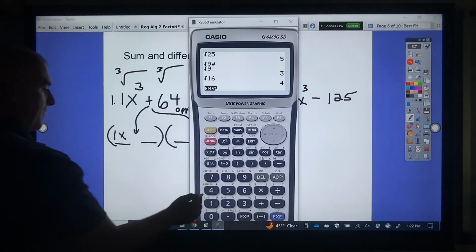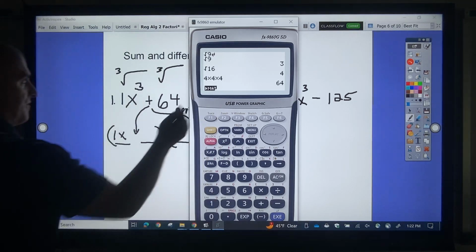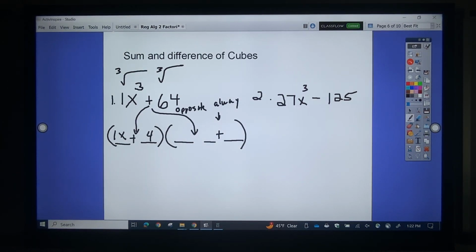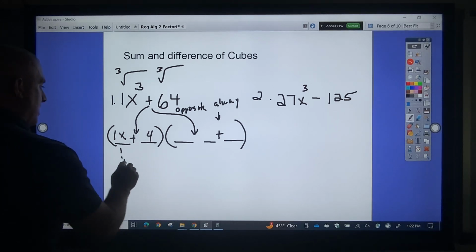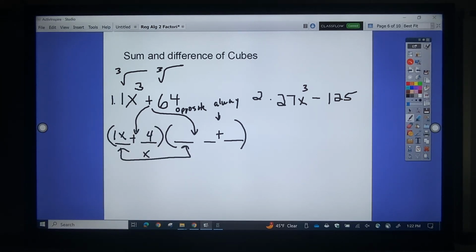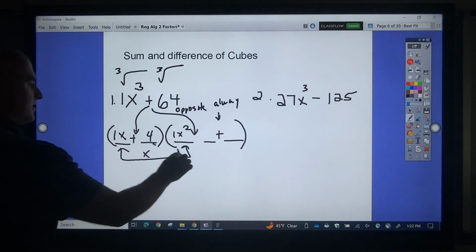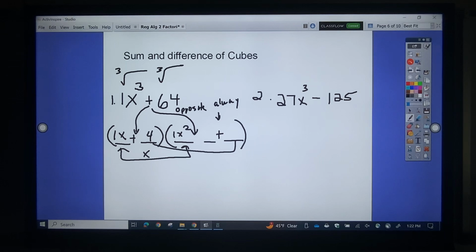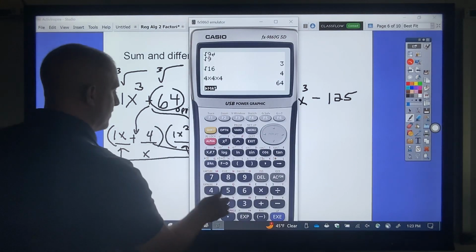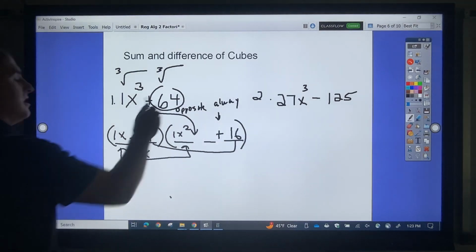Now, if you're using a 4-function calculator, 4 times 4 times 4, all you do is play around till you figure out, okay, that's 4. That sign's going to be plus. Okay? Now, here's what you have to understand. This times this will give you 1x cubed. Well, what does that have to be? 1x squared. Okay? This times this has got to give you this one. Now, if you're not good at multiplication, just do division. That's going to be 16. 4 times 16 gives you that.